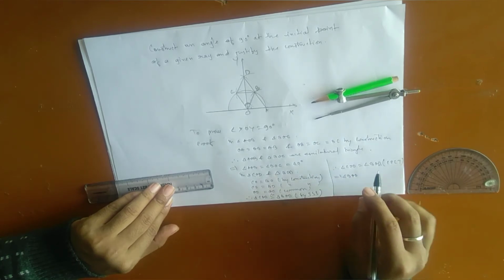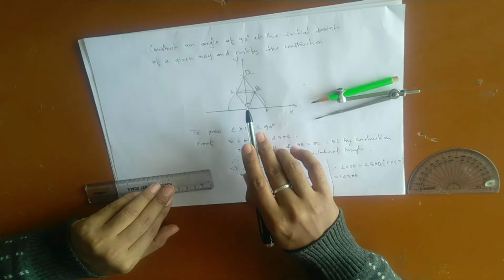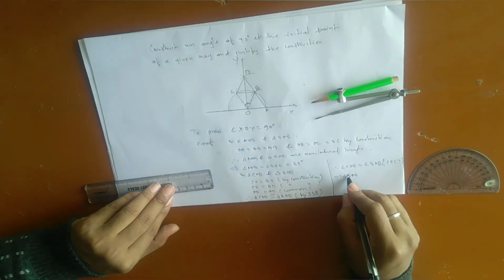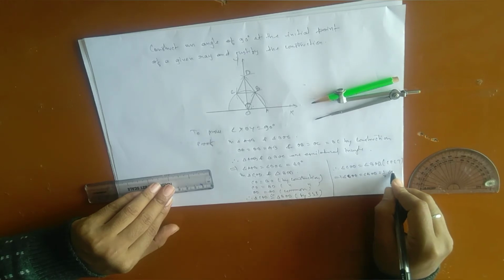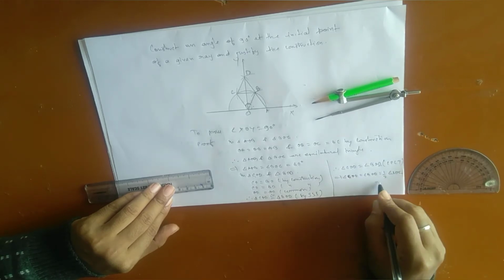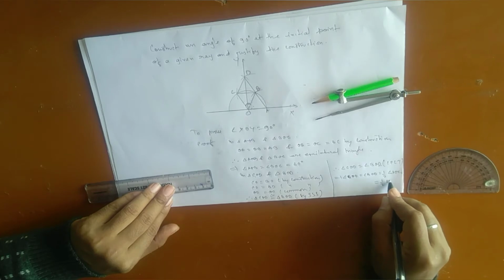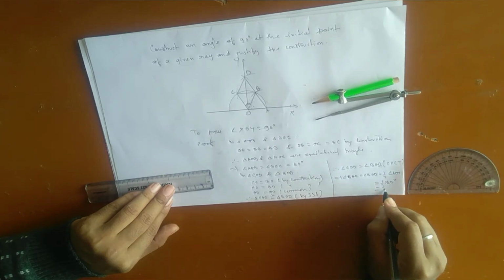So our target is only BOD. We will take BOD because this is the side we are going to prove. Or you can say that COD equals BOD equals half of angle BOC. This means half of 60 degrees, which means 30 degrees.